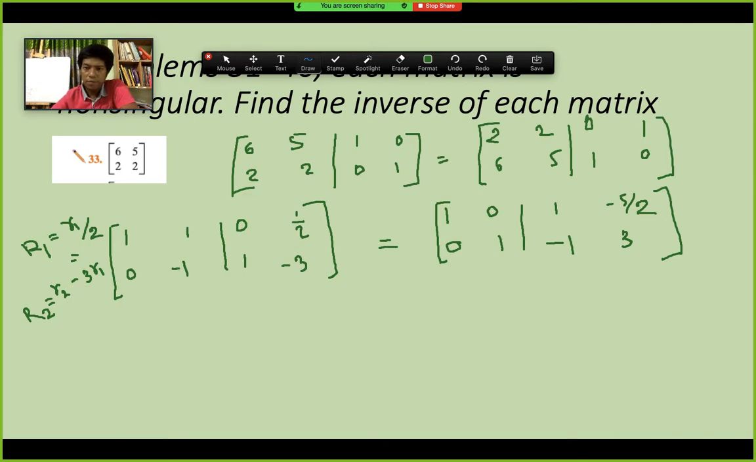Zero, half, 0, 1 minus 5 by 2 minus 1 3. I have just checked it so that if there is any inadvertent or careless mistakes anywhere in the calculation process. So this is the process, and in this line what we have done is we can write it down here.